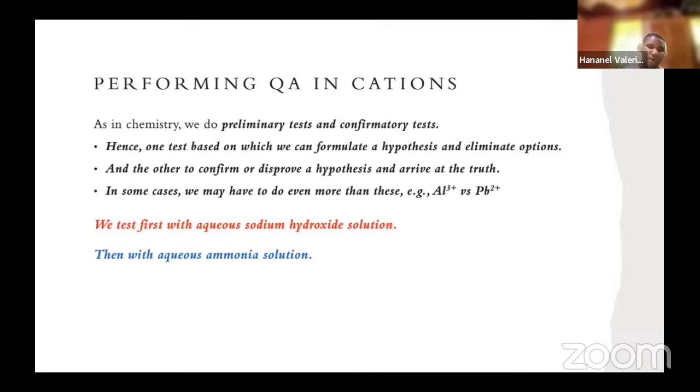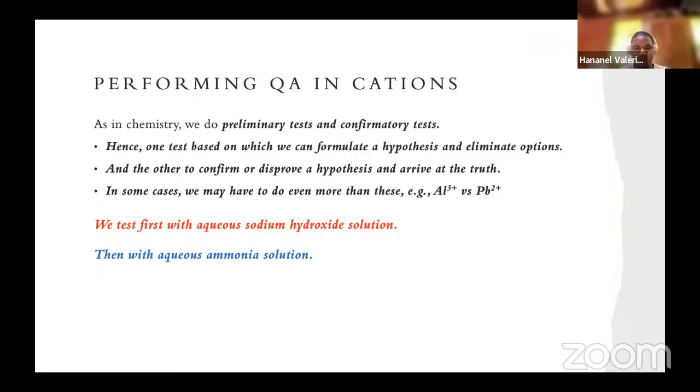Now, this is for cations specifically, because several of them have a similar reaction with the solutions that we use to test for them. So with one test we can formulate a hypothesis and eliminate other options, and the other test we need to confirm or disprove that and arrive at the true answer, the truth, okay? In some cases, we might have to do even more than these, as in the case with aluminum and lead ions, which we will talk about in a while.